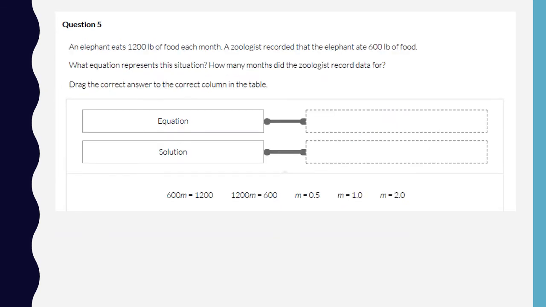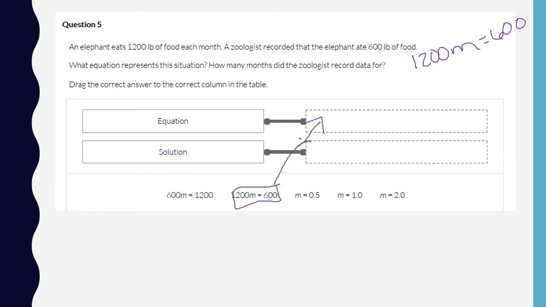An elephant eats 1,200 pounds of food each month. A zoologist recorded that the elephant ate 600 pounds of food. Write an equation that represents this situation. How many months did the zoologist record data for? So we know that it's 1,200 per month. I'm going to call month M. And we know that they recorded 600. So that's going to be our equation.